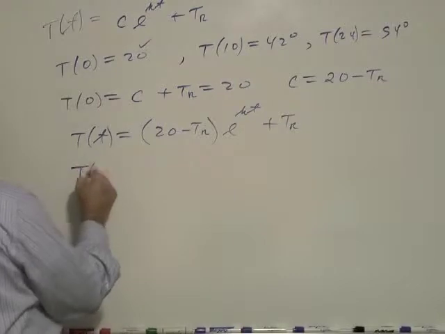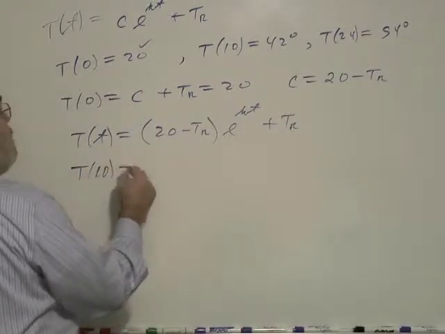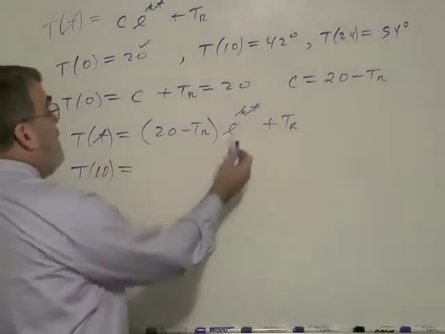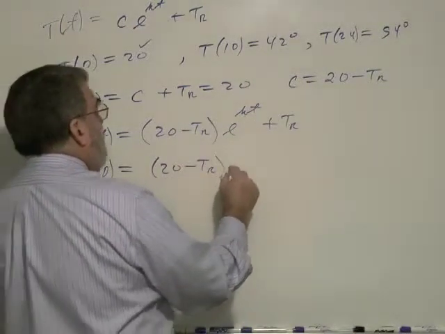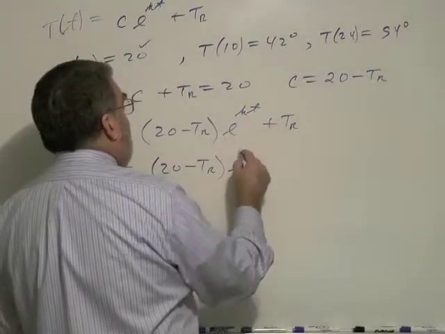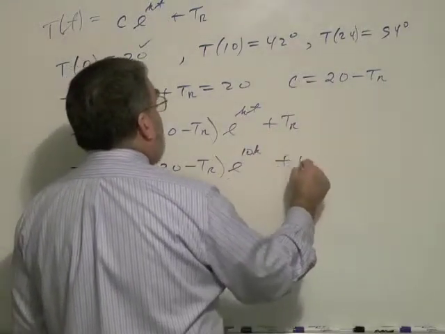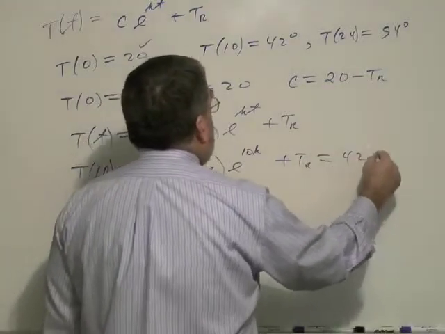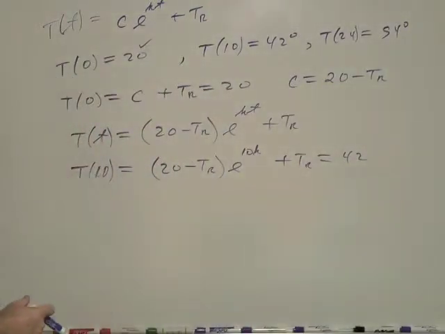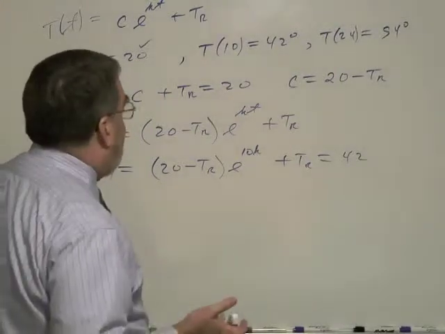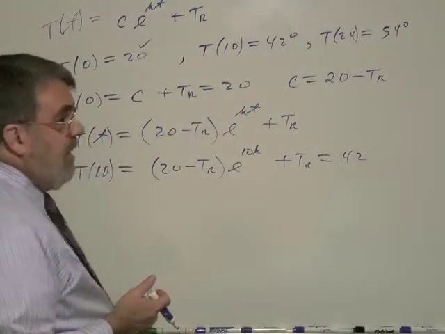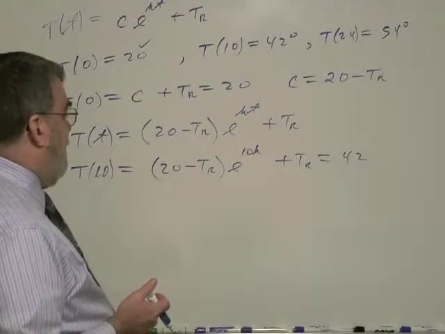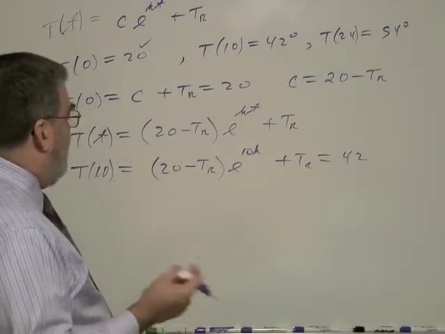After 10 minutes we're at 42 degrees, so I'm going to plug 10 in for t here. I have (20 minus Tr) e to the 10k plus Tr is equal to 42 degrees. And now let's solve for k. You might wonder, why don't we solve for the temperature of the room? Well, because we still have another constant, k. And I think it's going to be easier to solve for k than for Tr here, perhaps. Well, let's just do it anyway.